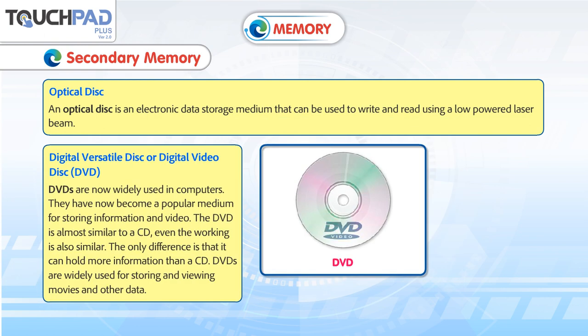Digital versatile disc or digital video disc, DVD. DVDs are now widely used in computers. They have now become a popular medium for storing information and video. The DVD is almost similar to a CD. Even the working is also similar. The only difference is that it can hold more information than a CD. DVDs are widely used for storing and viewing movies and other data.